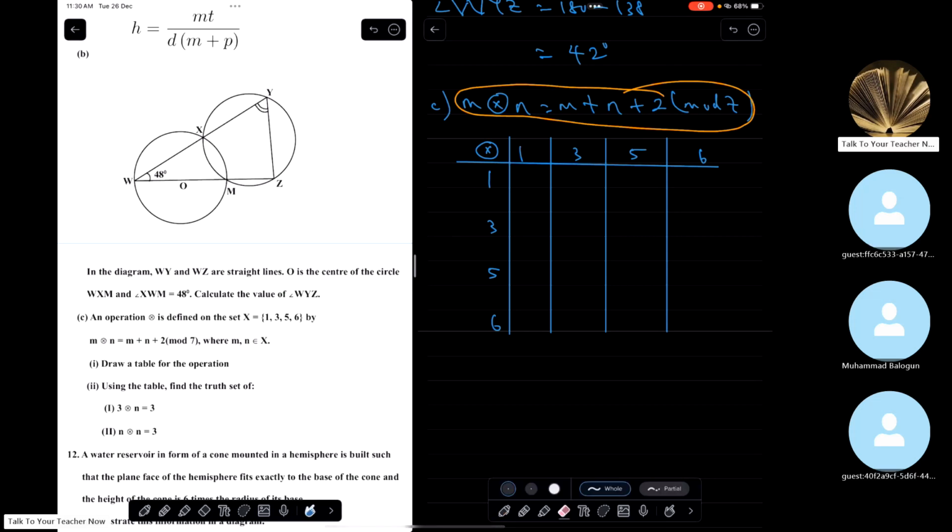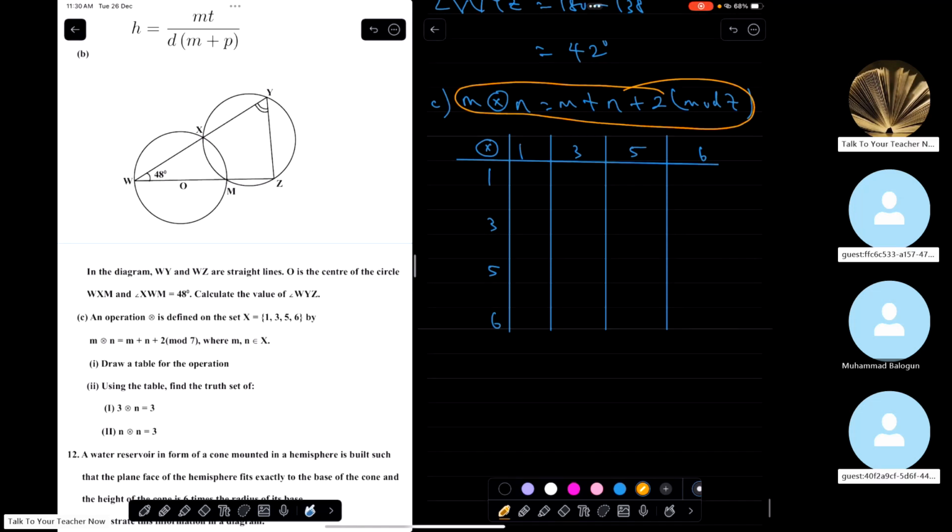Okay. Yes, that's the definition. 1 circle times 1 is what? This is not difficult. M is 1 and N is also equal to 1. So M circle N will be 1 circle times 1, and that will be 1 plus 1 plus 2 mod 7.